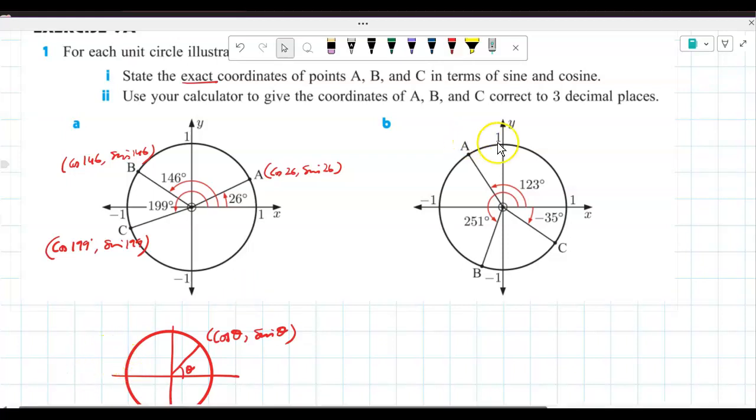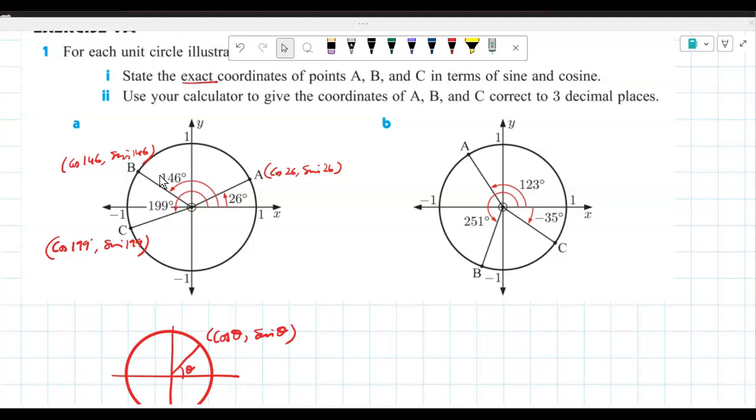Okay. And then they say part 2, use your calculator to give the answer to 3 decimal places. So you basically use your calculator and put in cos 26 and sin 26. With the angle in degrees, your calculator has to be in degree mode. So be careful, otherwise all your answers will go wrong.